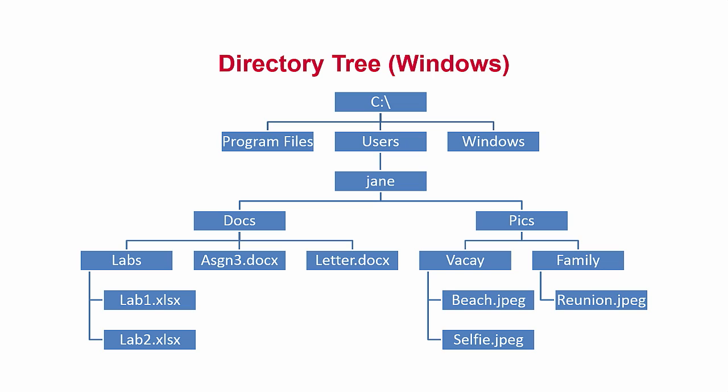It has a subdirectory called Jane, which contains all of Jane's files. Jane has organized her files into two subdirectories, Docs for documents and Pics for images. Inside the Docs subdirectory, we see that she has two files, Assignment 3 and Letter. It also contains a subdirectory called Labs. In the Pics directory, Jane has organized her files into two subdirectories.